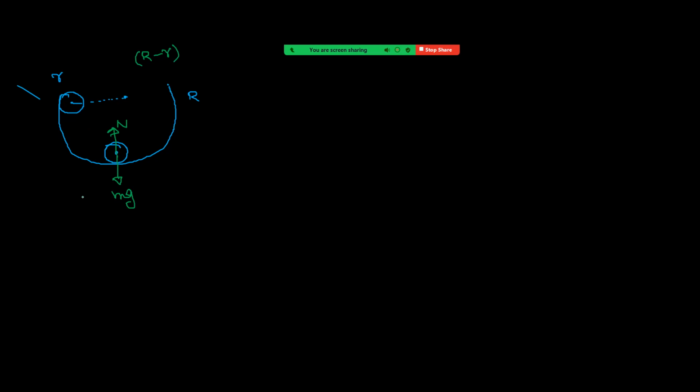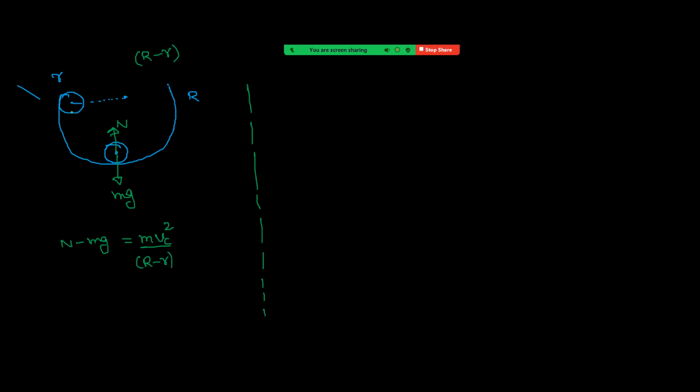So we have to focus on who is providing the centripetal force. Now in this, the centripetal force is N minus mg. The centripetal force is equal to mass into centripetal acceleration. So v square by radius, where the radius is R minus r. And here v means the velocity of the center of mass, vc. Now if we know the vc value, then we can find the normal reaction. So to find the vc value, we are using conservation of mechanical energy.